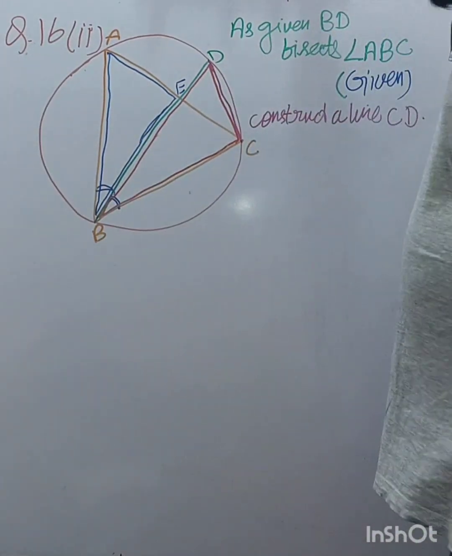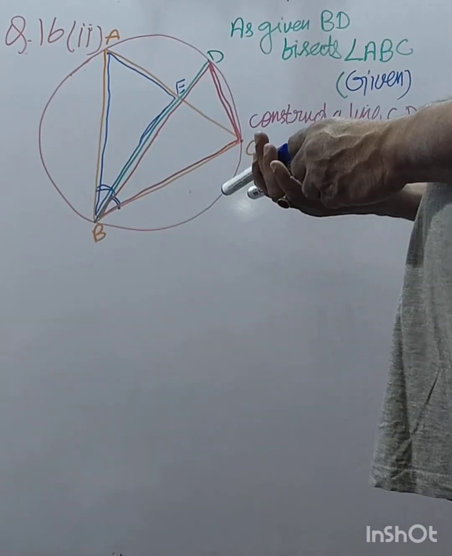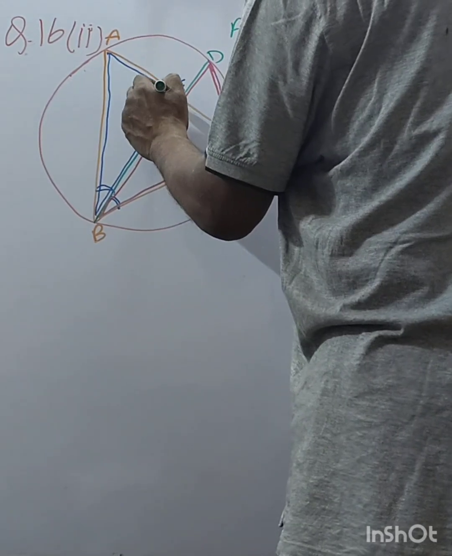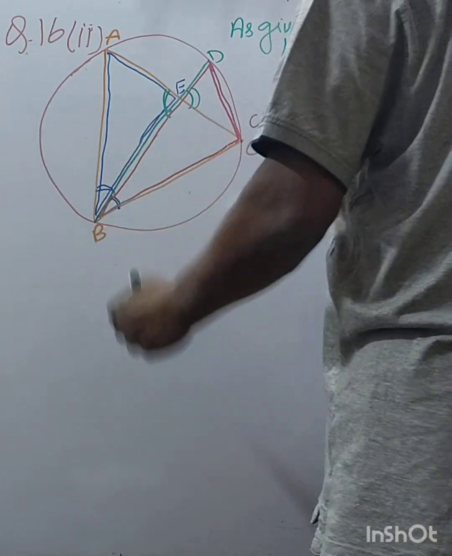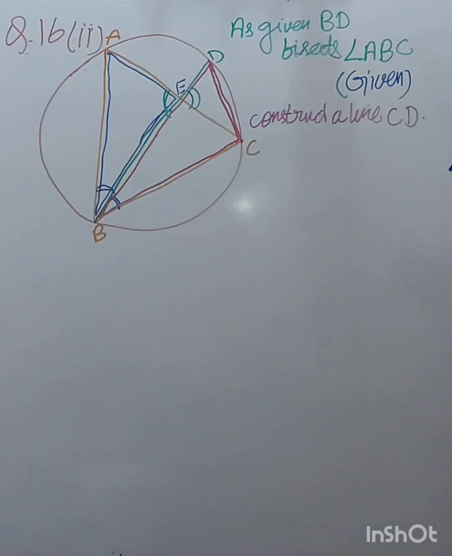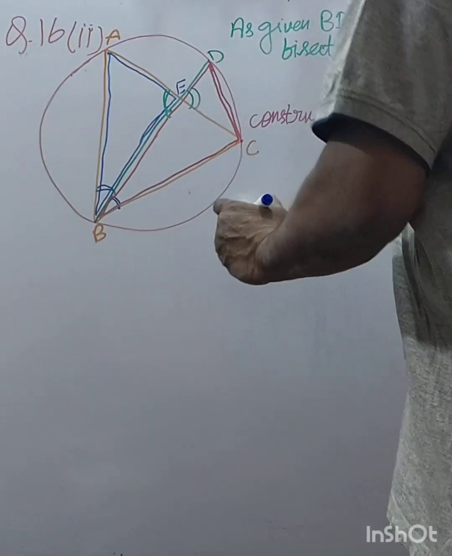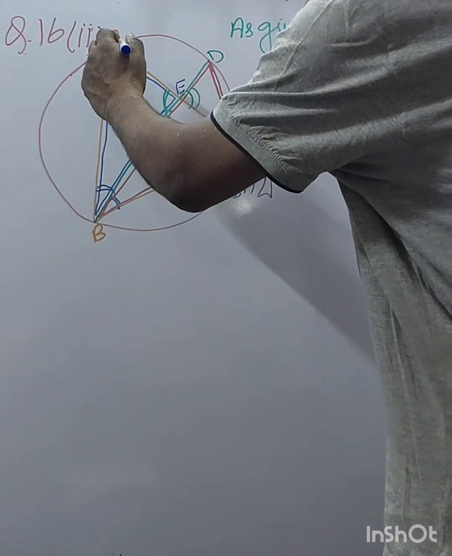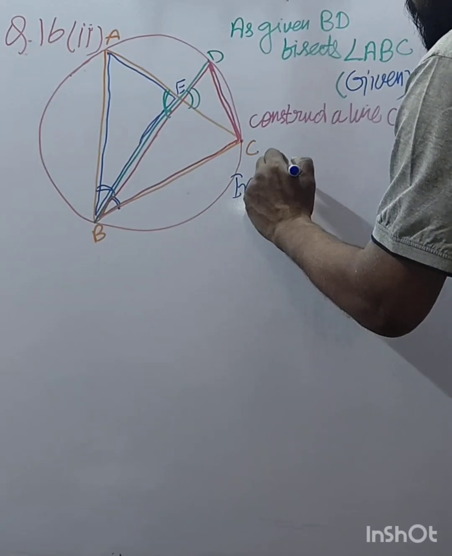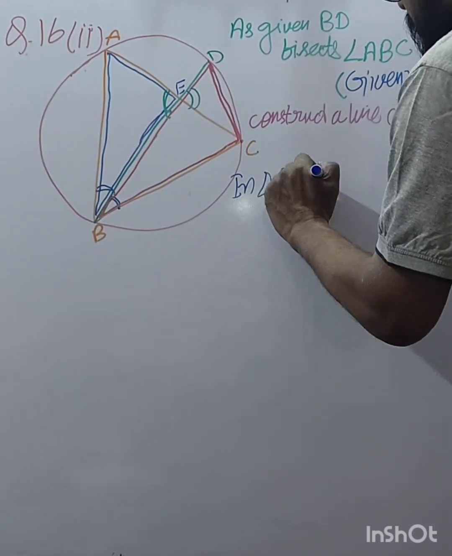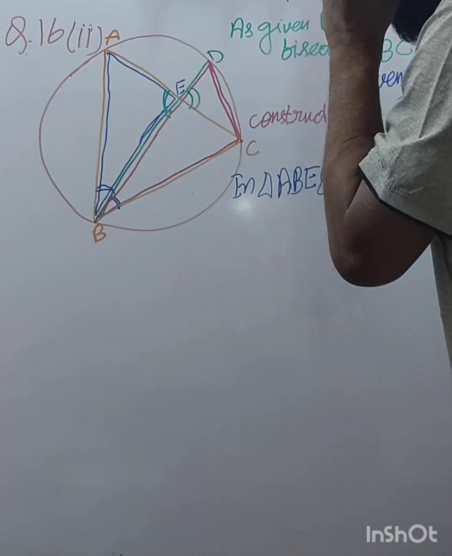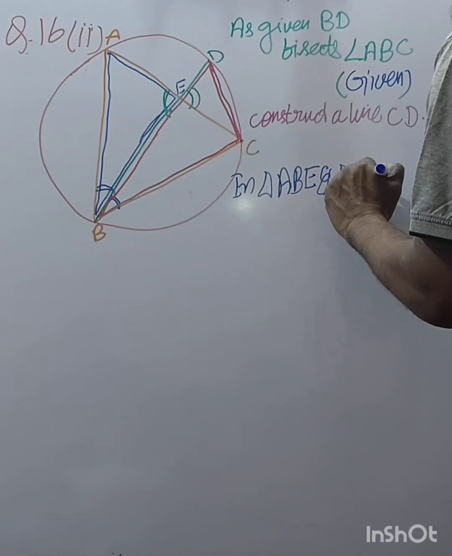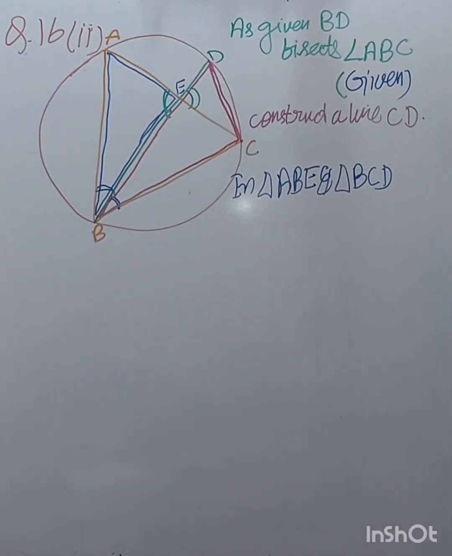These two angles are equal, right? And these angles are vertically opposite. So you can write in triangle ABE and triangle BCD, ABE or BCD.